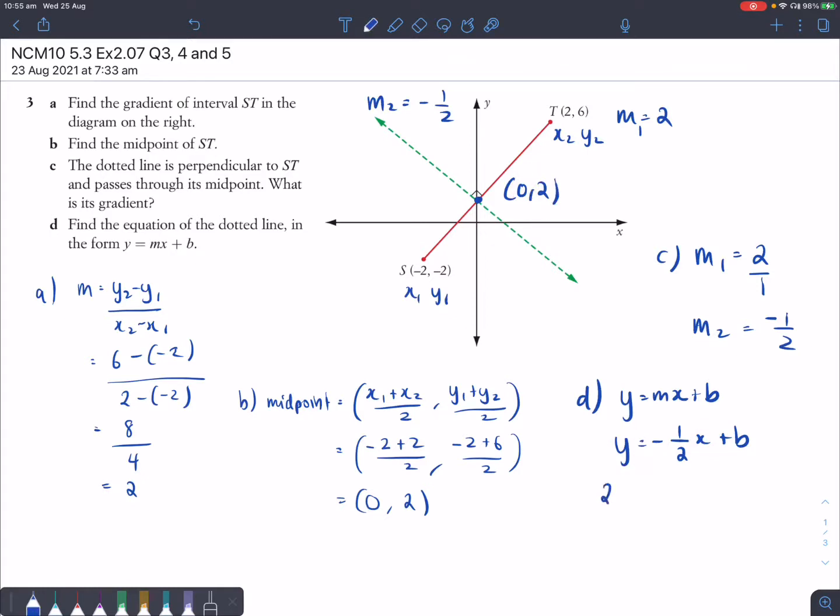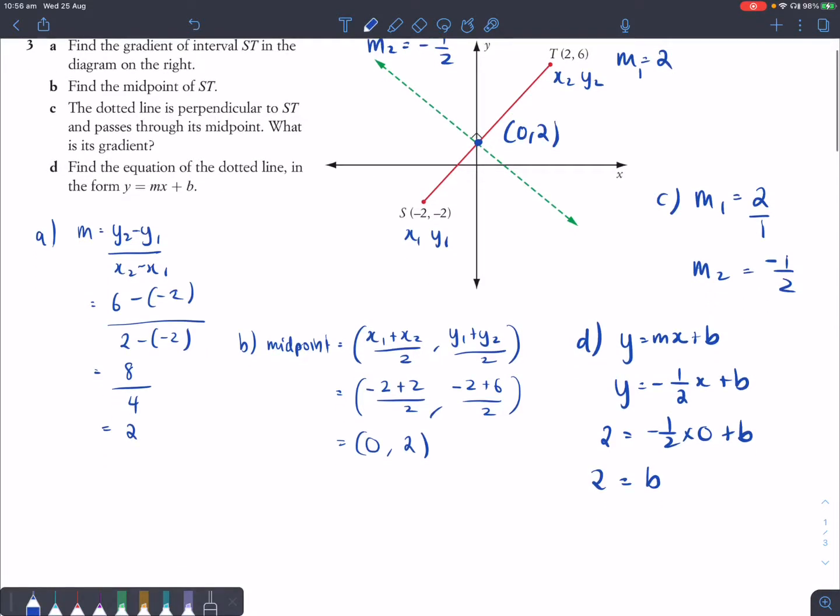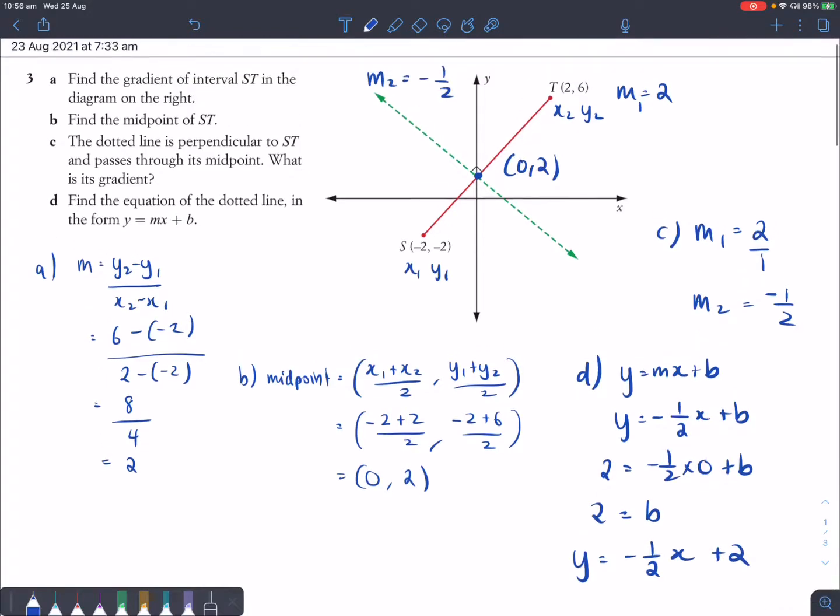So let's just substitute it in. Like that. So now you get -1/2 times 0, which is 0, plus b. So 0 plus b is b. So now we've found out what the b value is, which is now 2, and the m value is -1/2. So if we put those together, then y would equal to -1/2 of x plus 2. All right, and that's how you do question 3.